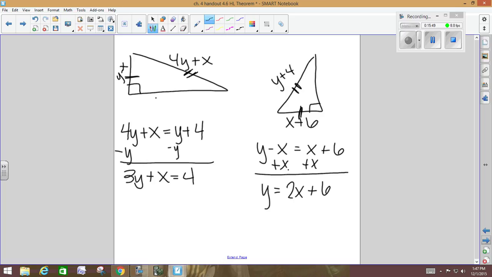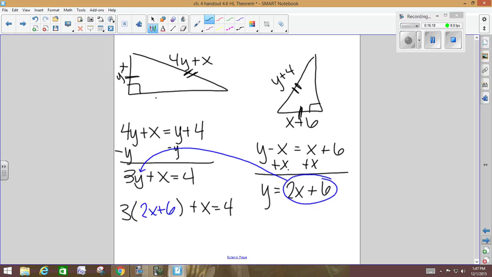Excellent. Two equations with two unknowns, an x and a y. There's two ways to solve this. We've done substitution. You can also do elimination. We haven't really done much of that. Since y equals 2x plus 6, we can substitute 2x plus 6 in for the other y. You got to plug it into the other equation. Then this becomes 3 times the quantity, 2x plus 6, plus x equals 4. Taking 2x plus 6 and replacing that with y since they're equal.